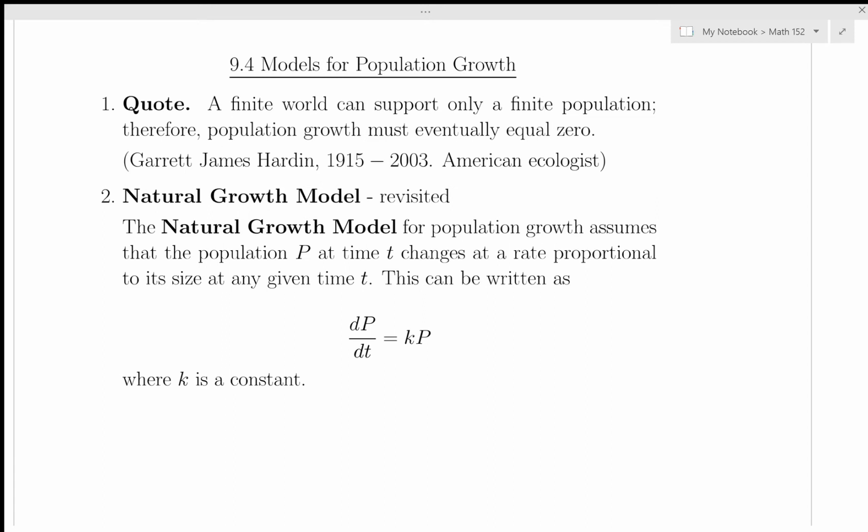And here's a rather sad quote: a finite world can support only a finite population, and therefore population growth must eventually equal zero. Another thing you could look at is the population of the world over time, which is very much an exponential growth curve. And that is going to be our first model here. So that's also interesting to look at.